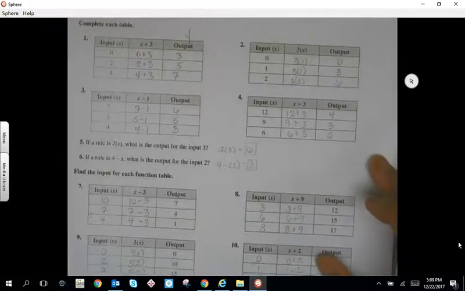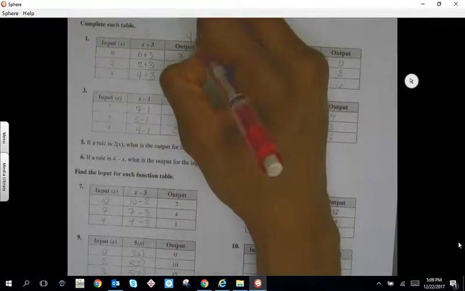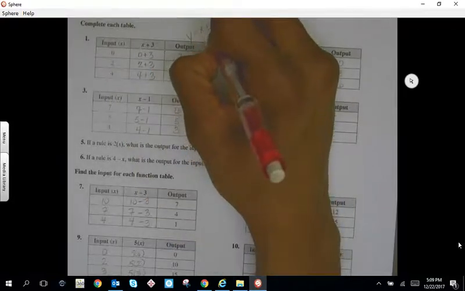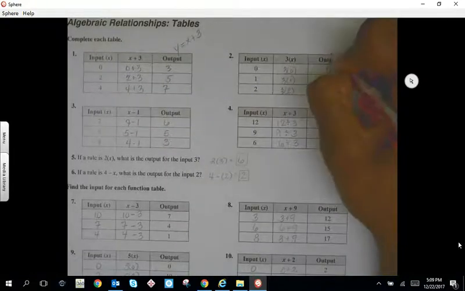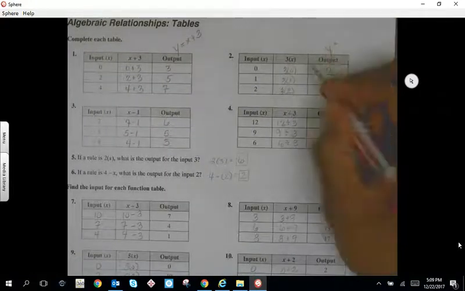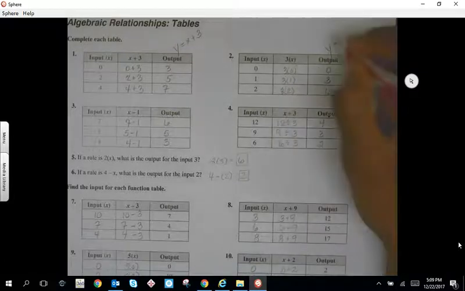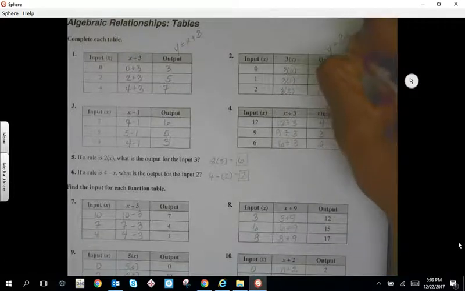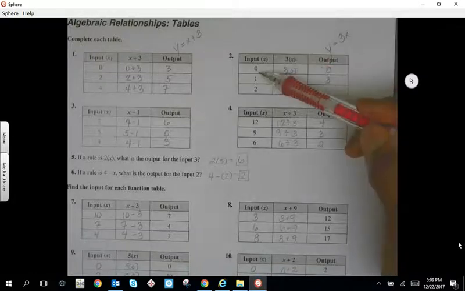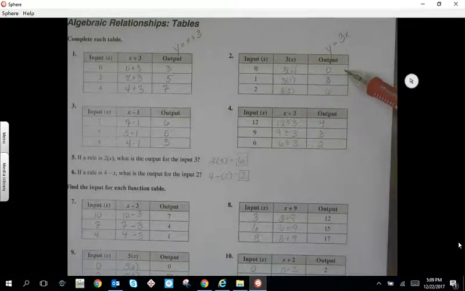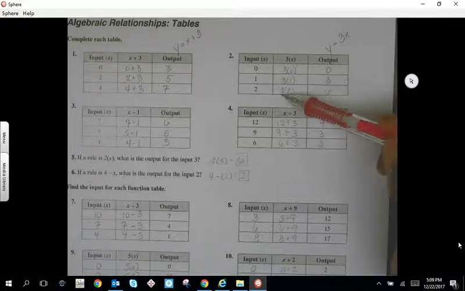This was an additive relationship. So what we're going to move into is that y is equal to your rule. My rule is x plus 3. So over here, here's my y. That's equal to my rule. My rule is 3 times whatever x is. But look, x was 0, 1, and 2. 3 times 0 is 0. 3 times 1 is 3. 3 times 2 is 6.